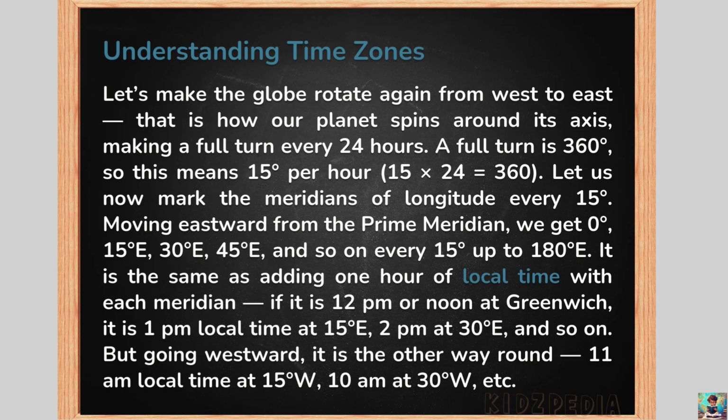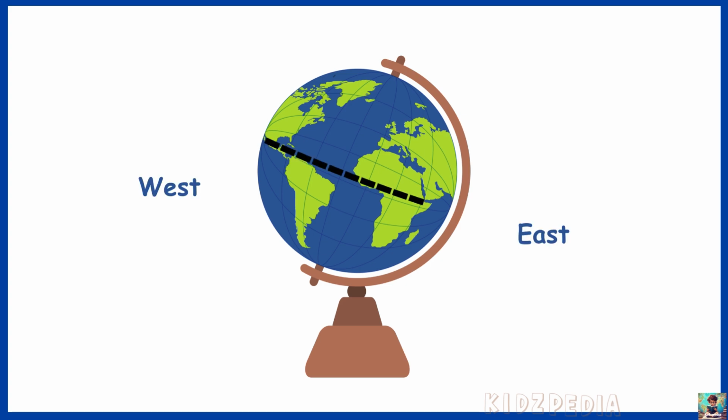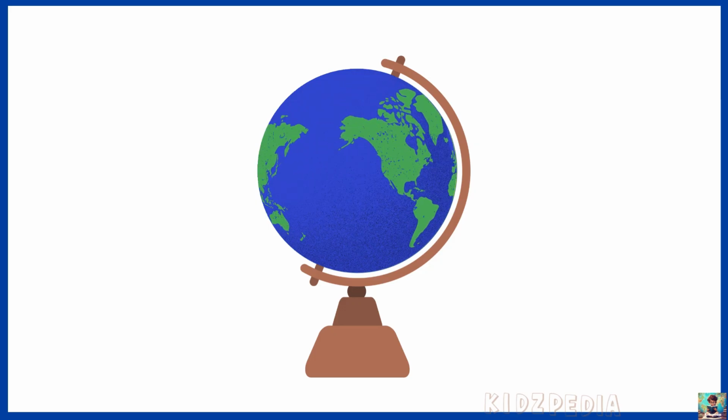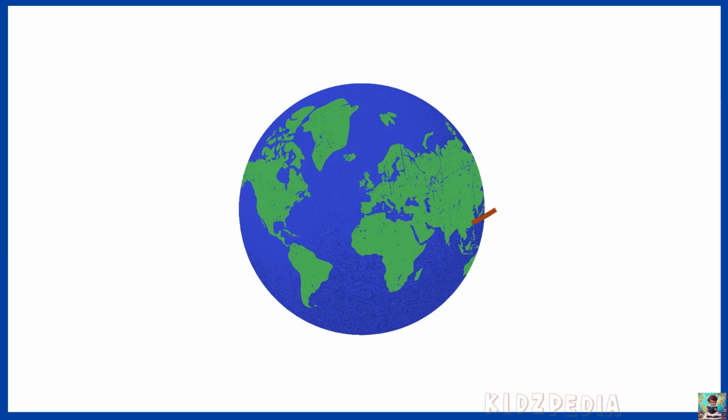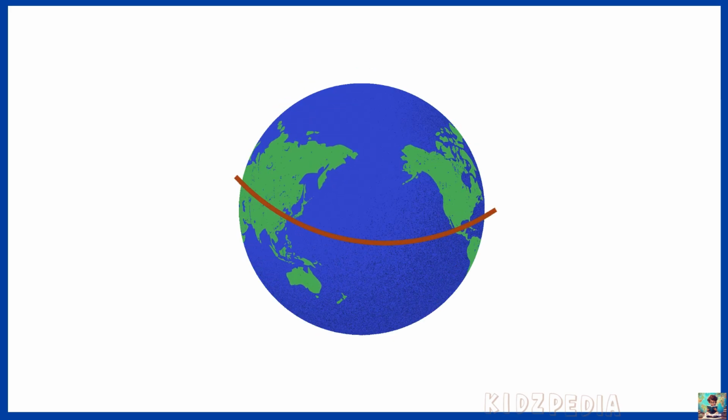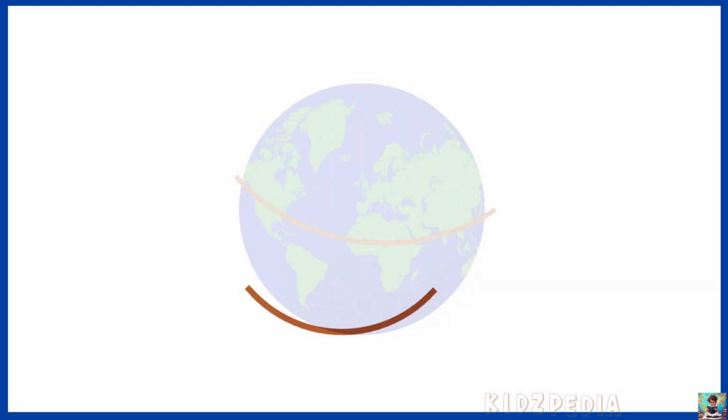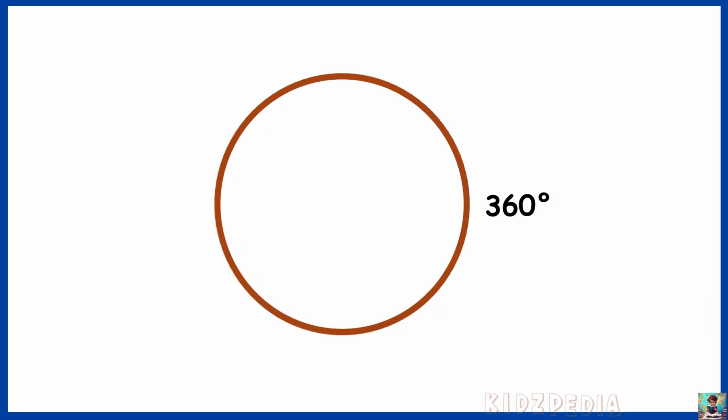But going westward, it is the other way round. 11 a.m. local time at 15 degrees west, 10 a.m. at 30 degrees west, etc. The earth spins around like a top. This spin is called rotation. It turns from west to east and it takes 24 hours, that is one whole day, to make one full turn. A full turn is like turning in a big circle and a circle has 360 degrees.